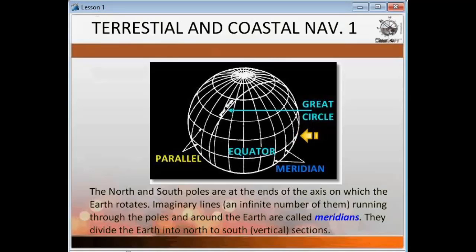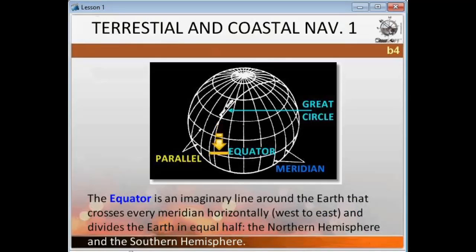Imaginary lines, an infinite number of them, running through the poles and around the Earth are called meridians. They divide the Earth into north to south vertical sections. The equator is an imaginary line around the Earth that crosses every meridian horizontally, west to east, and divides the Earth in equal half, the northern hemisphere and the southern hemisphere.